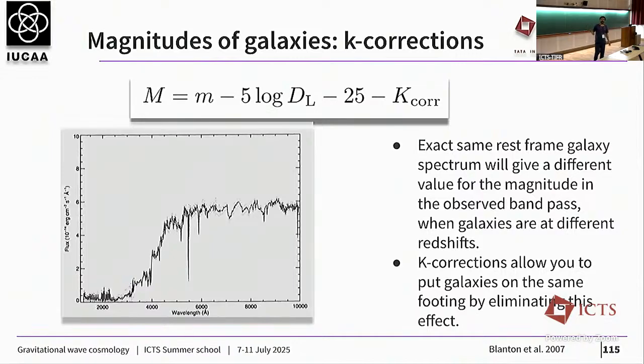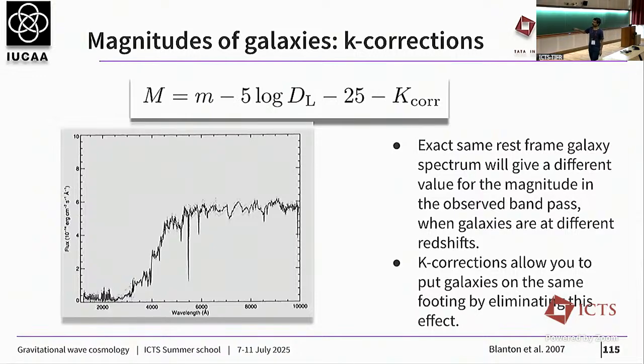Let's try to understand where these K corrections are coming from. If you had galaxies all at the same redshift, then you would not have to worry about this. But because galaxies are present at different redshifts and you want to use all of them together in your analysis, you have to worry about this term. So where does this term come from? This is a typical spectrum of an elliptical galaxy. You will see that there's a lot of flux in the redder bands, and quite a reduced flux in the bluer bands.